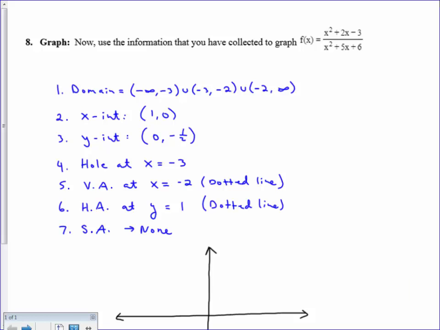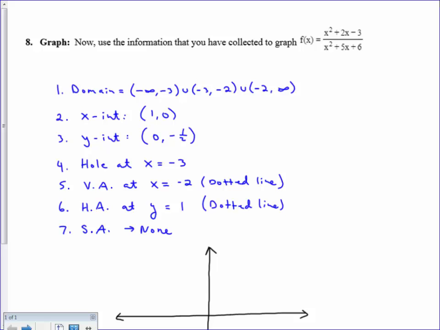The 8th step to graphing a rational function is to take all the information that you've received in steps 1 through 7 and finally graph that function. In the first step, we found out that our domain was all real numbers except for -3 and -2. In step 2, we found out that the x-intercept was the ordered pair (1, 0).